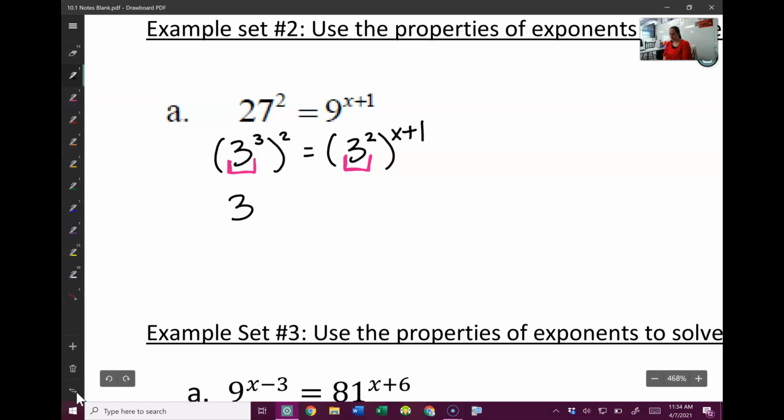And what I can do is use a rule of exponents we learned about last year. If I have a power raised to another power, then what I do is I multiply those powers. Anytime you have a power raised to another power, you multiply. And now I have base 3 equals base 3. So what I can do is set the exponents equal to each other. So 3 times 2 is 6.